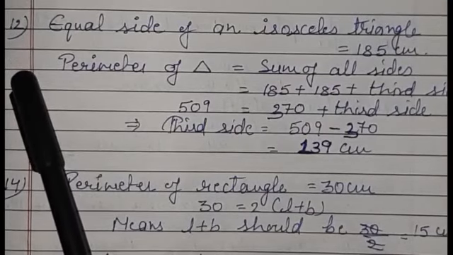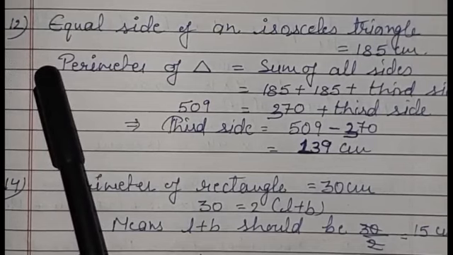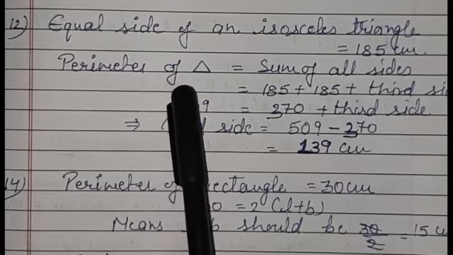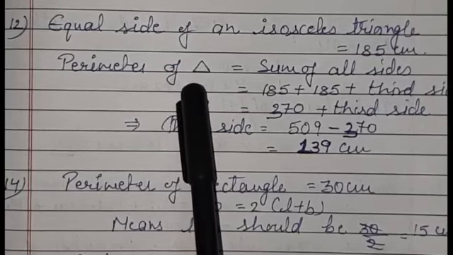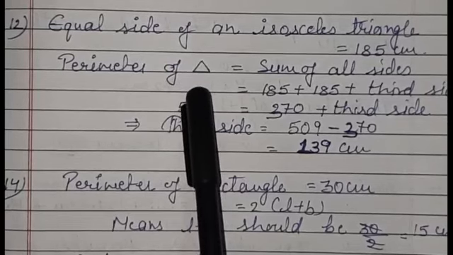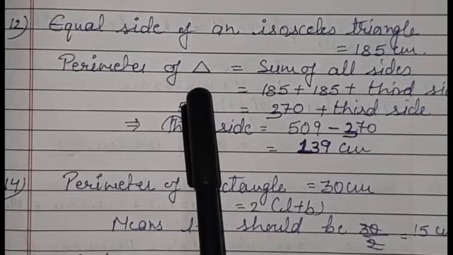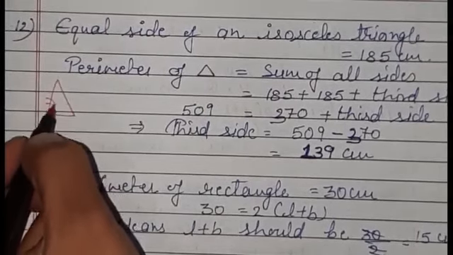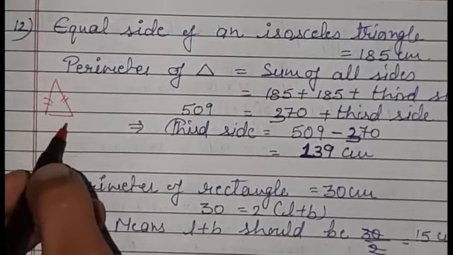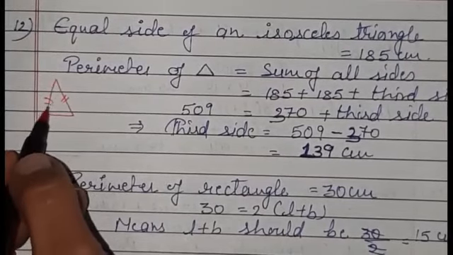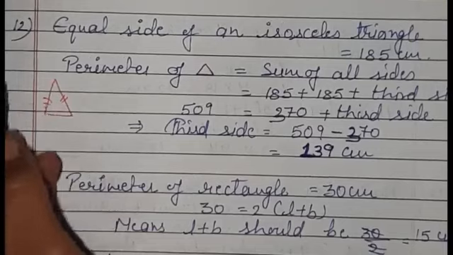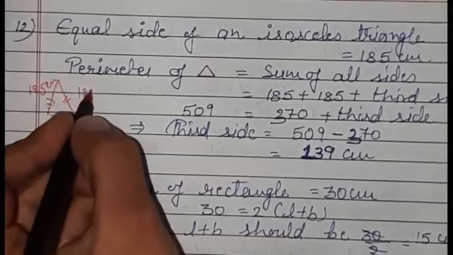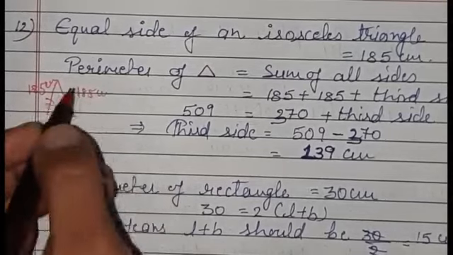Come to sum number 12. One of the equal sides of an isosceles triangle is 185 centimeter and the perimeter of the triangle is 509 centimeter. Find the third side of the triangle. We know that in an isosceles triangle, two sides are equal, right? And the equal side dimension is given, that is 185 centimeter. So both will be 185 centimeter.